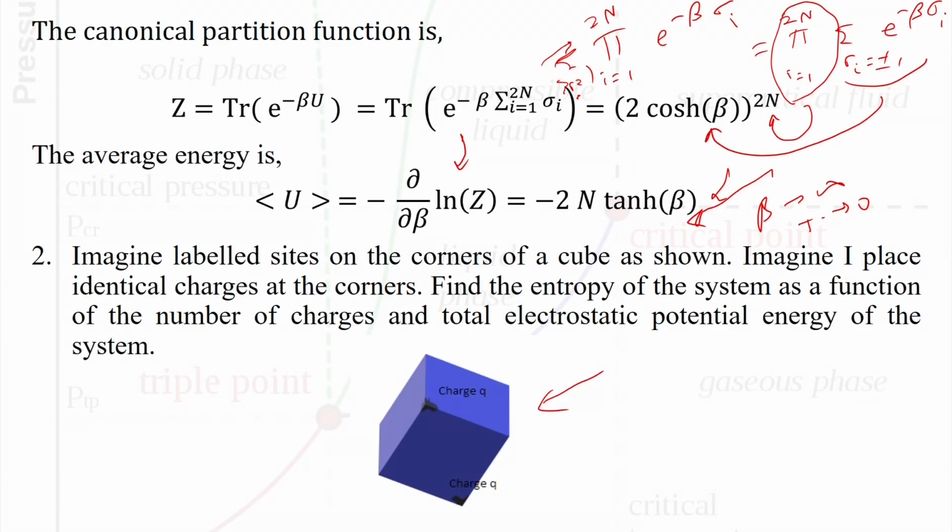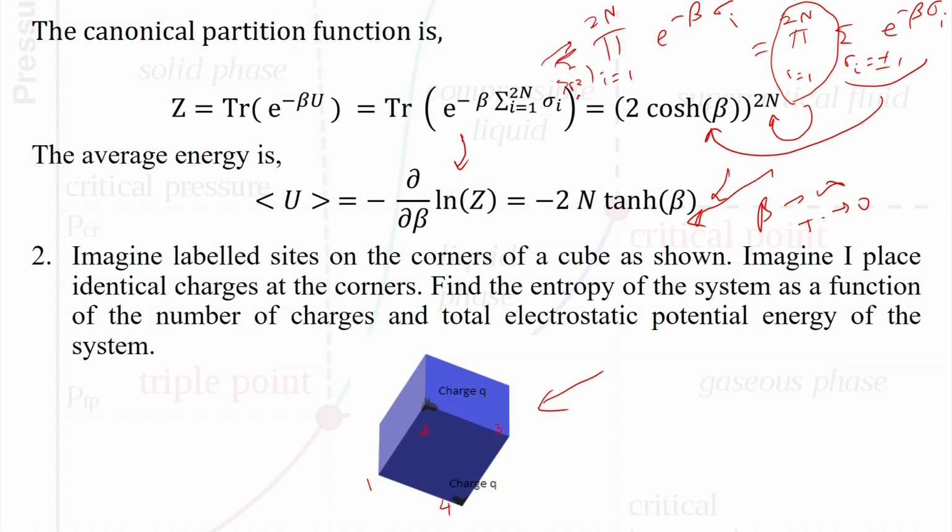So you can have all 8 corners occupied, and of course we are going to assume that the corners are all labeled. That means I know which corner is which. I know this is corner number 1, corner number 2, corner number 3, corner number 4, and that way. I can label them in some way. So the corners are all labeled, but the charges are identical.